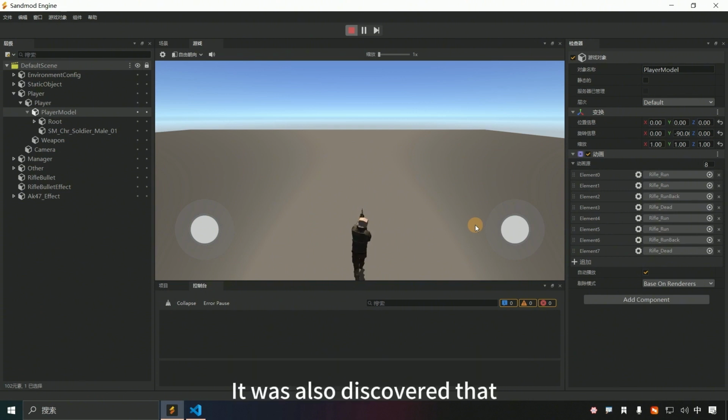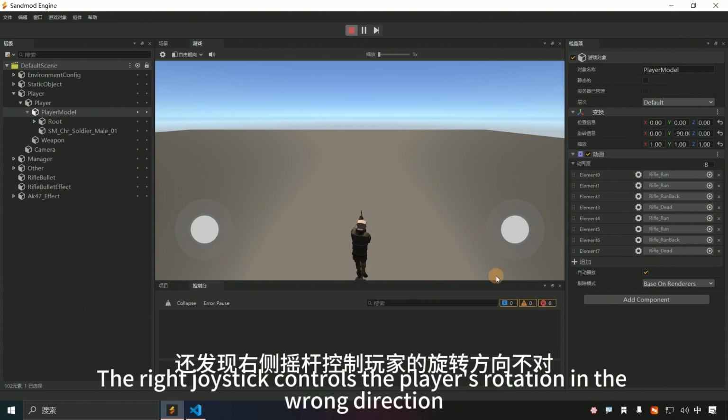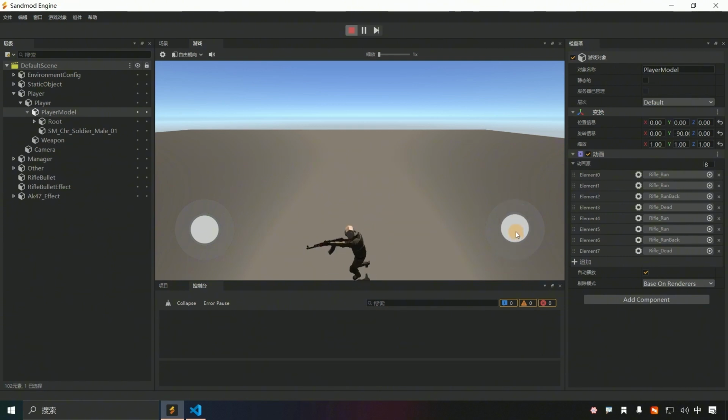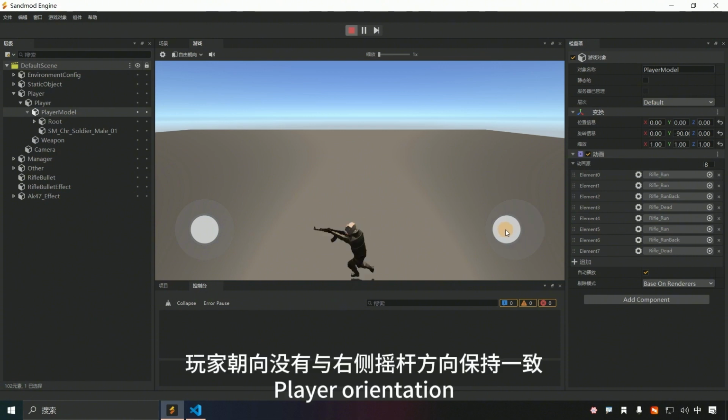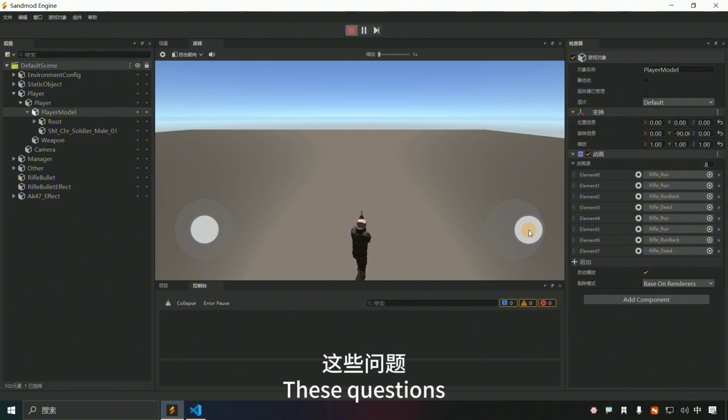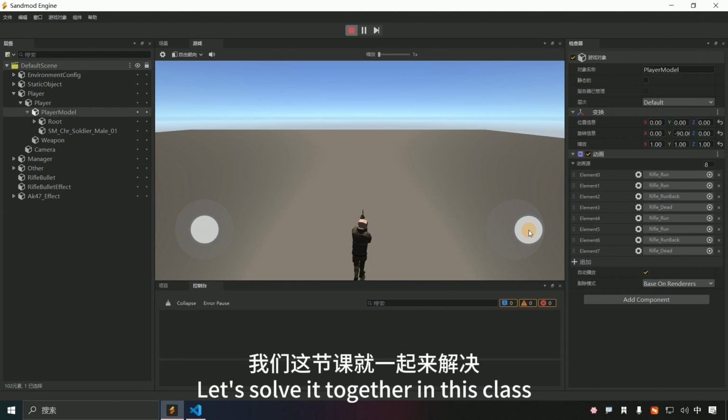It was also discovered that the right joystick controls the player's rotation in the wrong direction. The player orientation is not aligned with the right joystick direction. These questions, let's solve them together in this class.